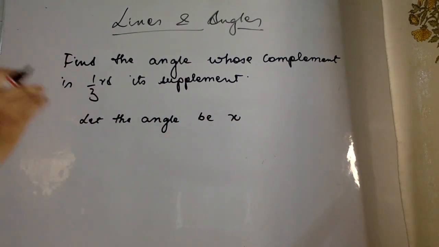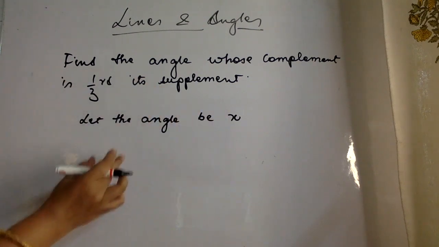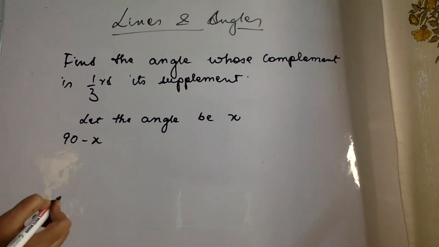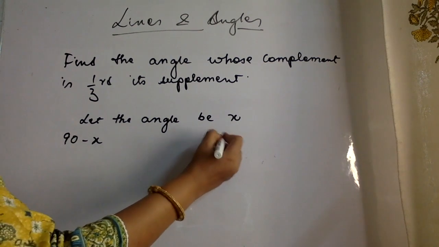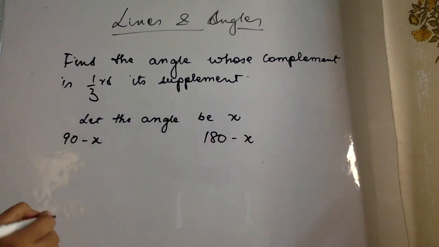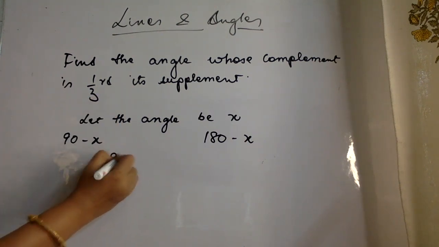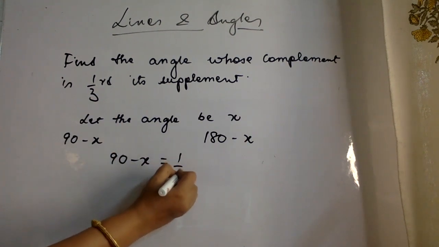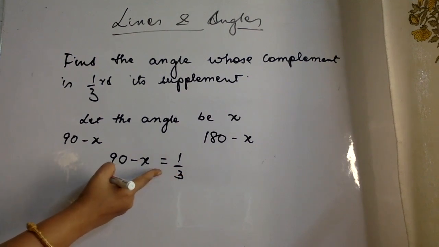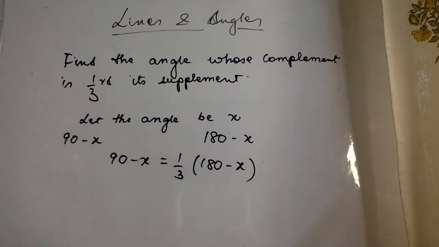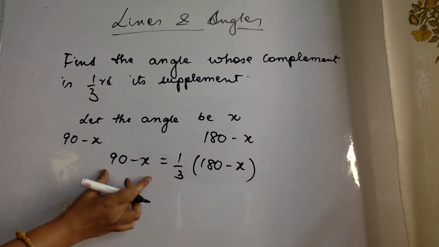Once you have understood what the angle is, x, its complement is 90 minus x, as we have done in the previous sums, and its supplement is 180 minus x. Now the sum is about this and this. Okay, complement is 1/3, this stands for the equal to sign, 1/3 of its supplement. So 1/3 of its supplement is equal to this.